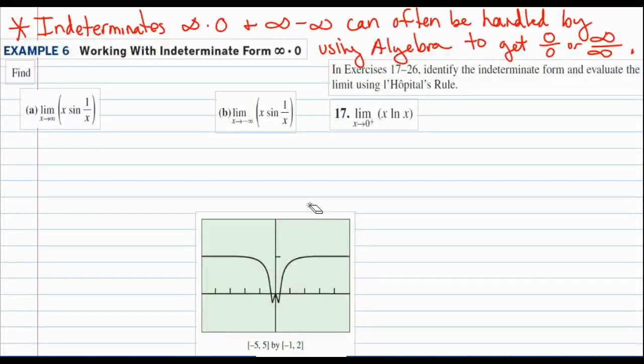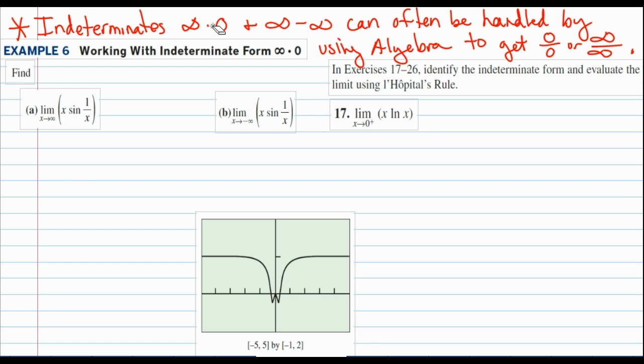This is the screencast for section 8.2, example 6, working with indeterminate form infinity times 0. Okay, so this one gets a little bit complicated. The indeterminates infinity times 0 and infinity minus infinity can often be handled by using algebra to get 0 over 0 or infinity over infinity. So our basic L'Hopital's rule gets used at 0 over 0 or infinity over infinity.